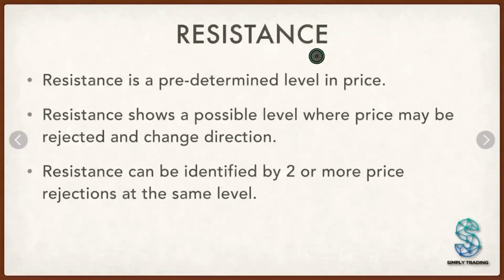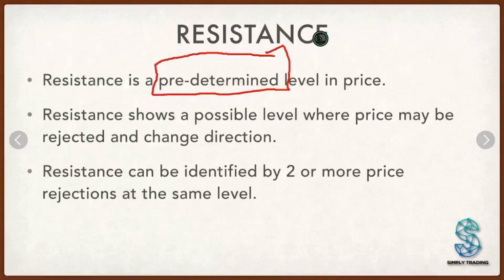Alright, now resistance is like the opposite of support. Resistance is also a predetermined level in price. Resistance shows a possible level where price may be rejected and change direction. Resistance can be identified by 2 or more price rejections of the same level. Okay, and I just want to make clear, when I say predetermined, I mean it's predetermined because we base support and resistance off of previous price levels.